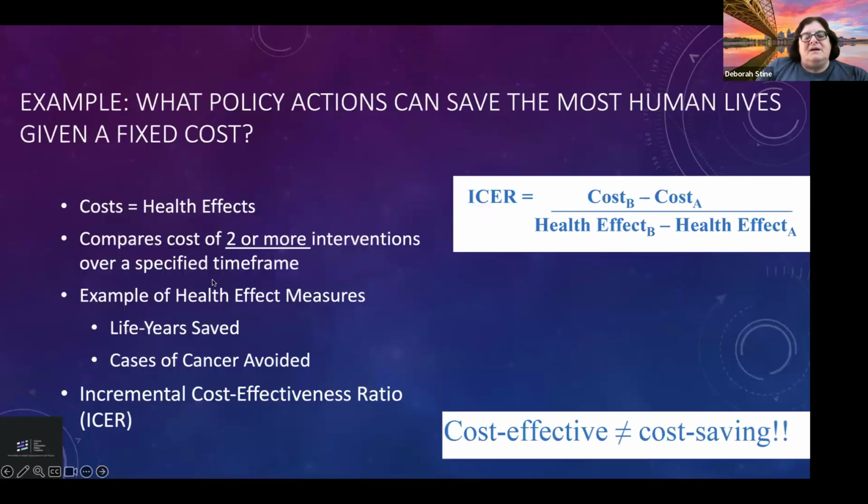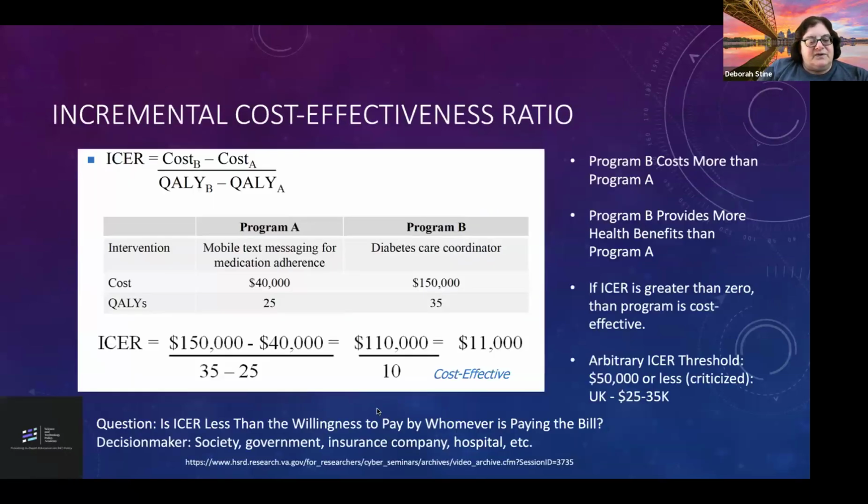So what you're trying to do is figure out what policy options can save the most human lives at a fixed cost. So you're comparing two or more interventions. Cost is on the top in the numerator, and health effects are in the denominator. It's important to understand that cost effectiveness is not the same as saving cost. It just means that it's more effective in achieving a societal goal than the other option.